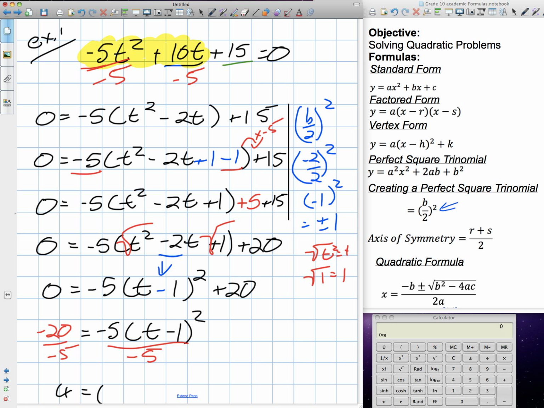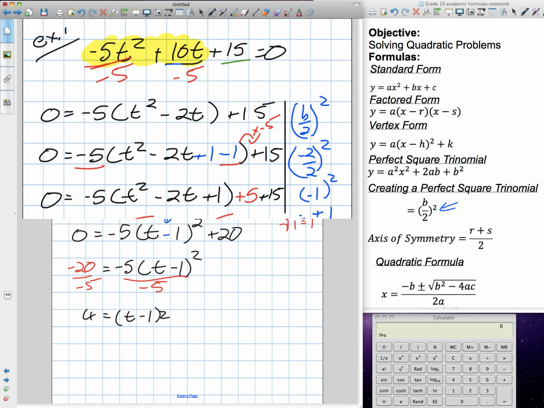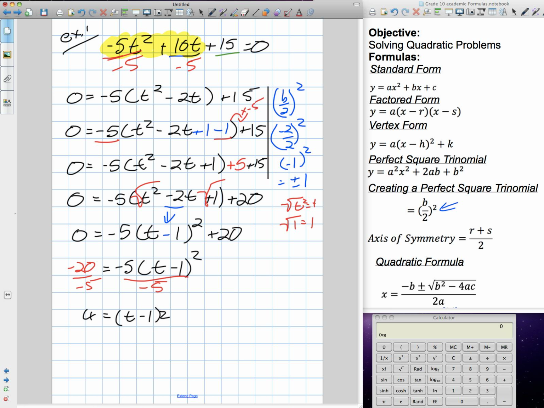Now, here's the tricky part. In order to get rid of the squared, that's right, Shane, we square root both sides. Now, I would like to see who gets the answer here. 2 equals t minus 1? Is that it? Hold on. Is this the right step? No, I don't think so. What's the square root of 4? 2. Just 2? 2. Yes.